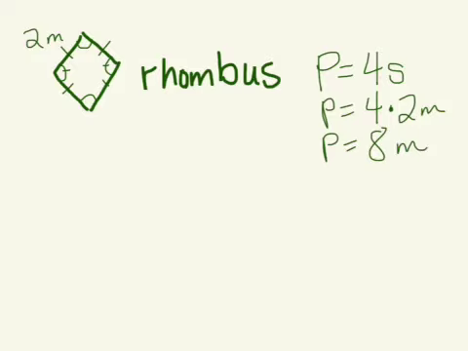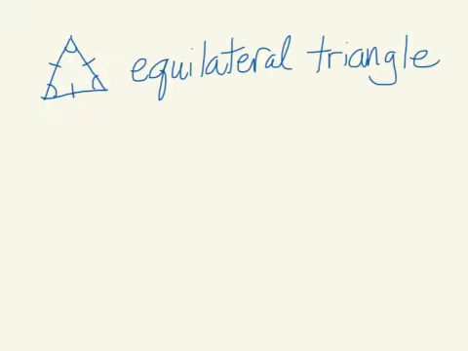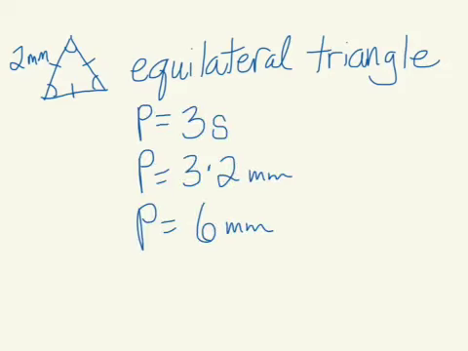Let's take a look at some triangles. This is an equilateral triangle. An equilateral triangle will have 3 of the same side length and all 3 angles are the same. Lateral means side, and equi means equal, so equal sides. And tri, of course, means 3. So all you have to know is the length of one side. Say it's 2 millimeters, so 2 times 3, for a grand total of 6 millimeters.